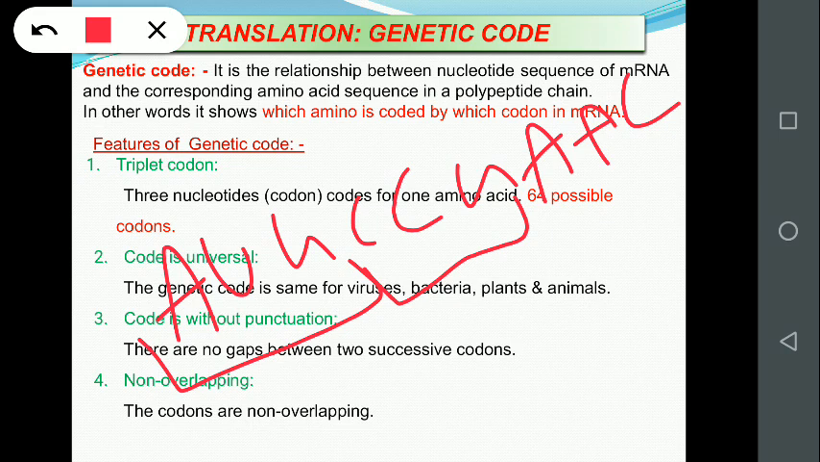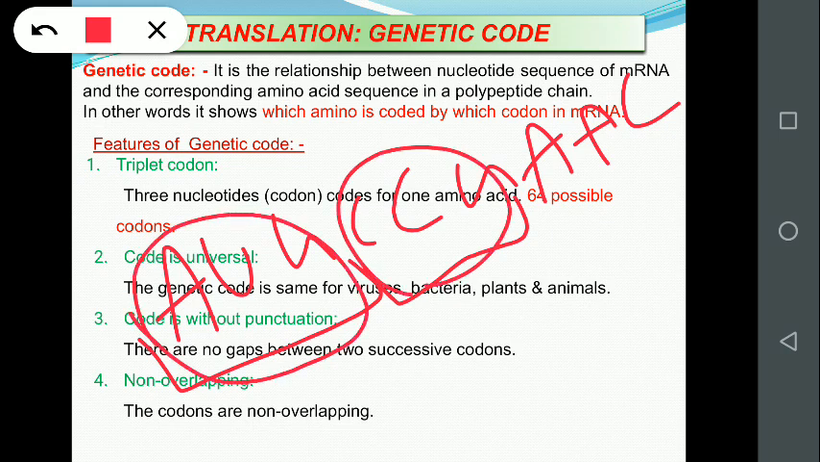So this codon is separate and this codon is separate. There are no gaps between these two codons, and at the same time there is no overlapping between these two codons. Just after completion of one codon, the next nucleotide will be the first nucleotide in the second codon. Okay, so there is no overlapping.